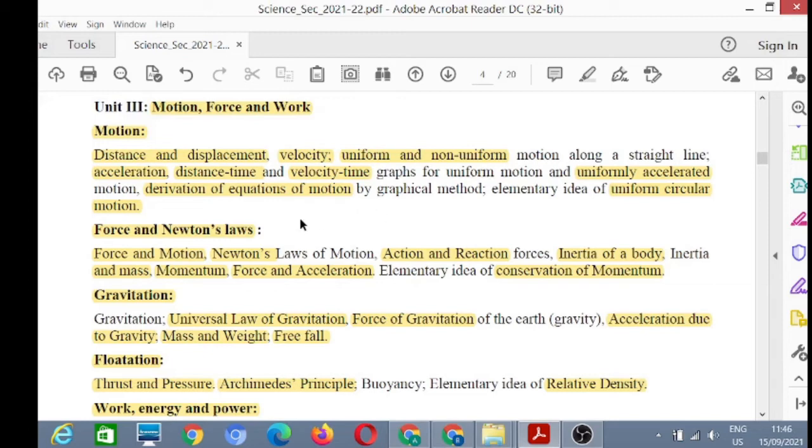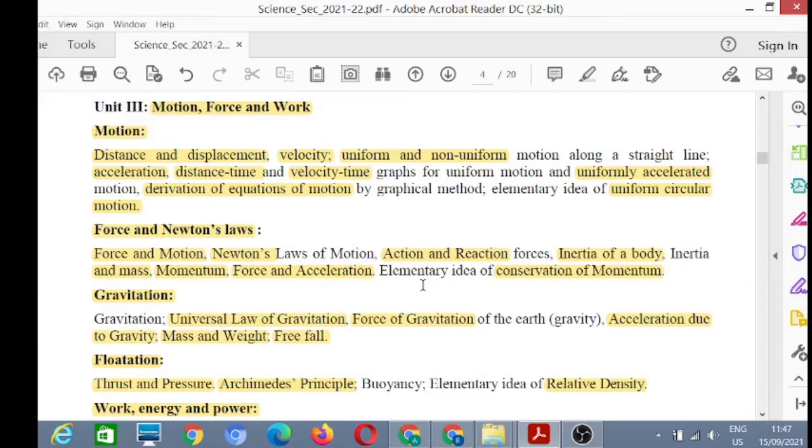So Newton's laws of motion: first law, second law, third law. There are three laws of Newton. So force and motion are interrelated. When you apply a force, motion is produced. So Newton's laws of motion.